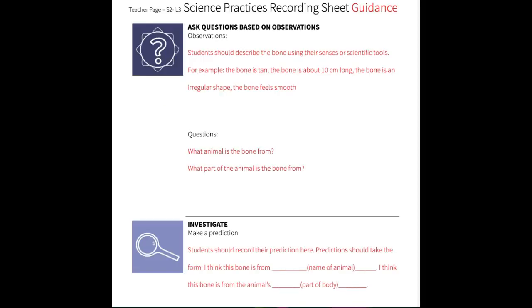sheet on Student Journal page 10 to remind students that scientists like paleontologists use these practices as they learn about the bones they find. First, they will record observations made about the bones they uncover. Then they will ask questions they have about the bones they find. Teacher guidance can be found on Teacher page 6.